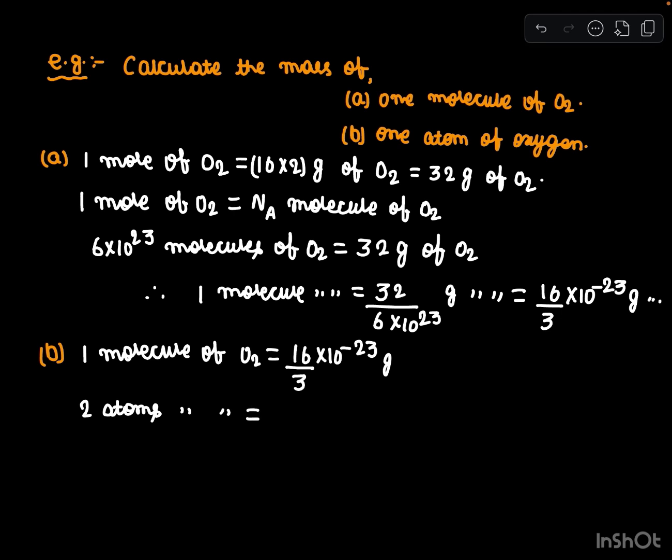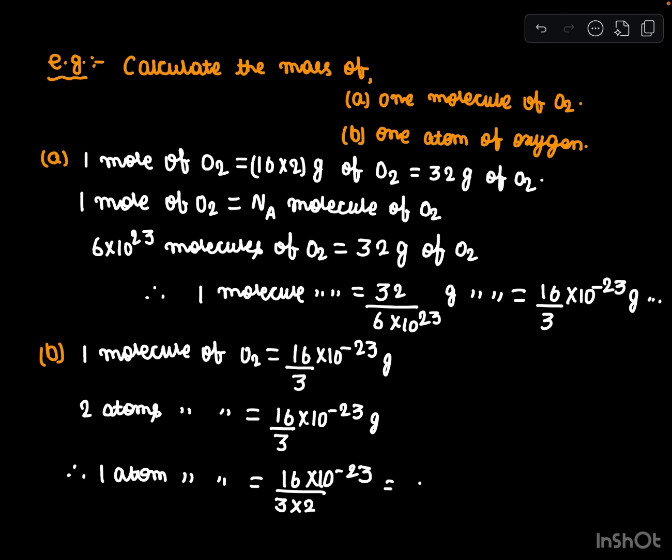2 atoms of oxygen is equal to 16 by 3 into 10 to the power minus 23 gram. Therefore, 1 atom of oxygen is equal to 16 by 3 into 2 into 10 to the power minus 23 gram, which comes out to be 8 by 3 into 10 to the power minus 23 gram. That's how we can calculate the mass of one molecule, the mass of one atom, whatever you require.